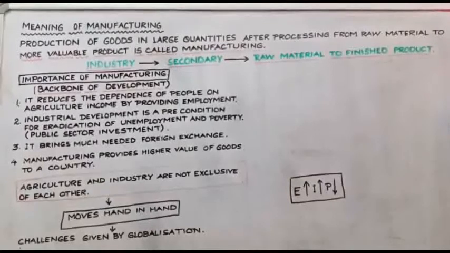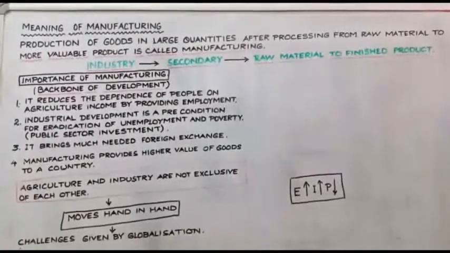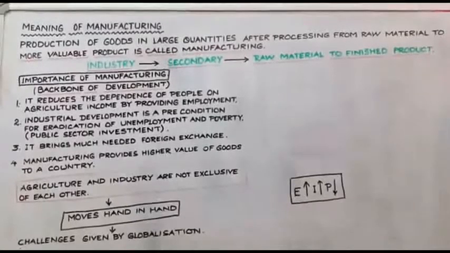Like iron and steel, the iron ore does not have the capacity to fulfill our needs, but the finished products of iron are used in building construction. It is used as utensils. It has so many uses. So finished products always have value, and finished products bring us more benefit.